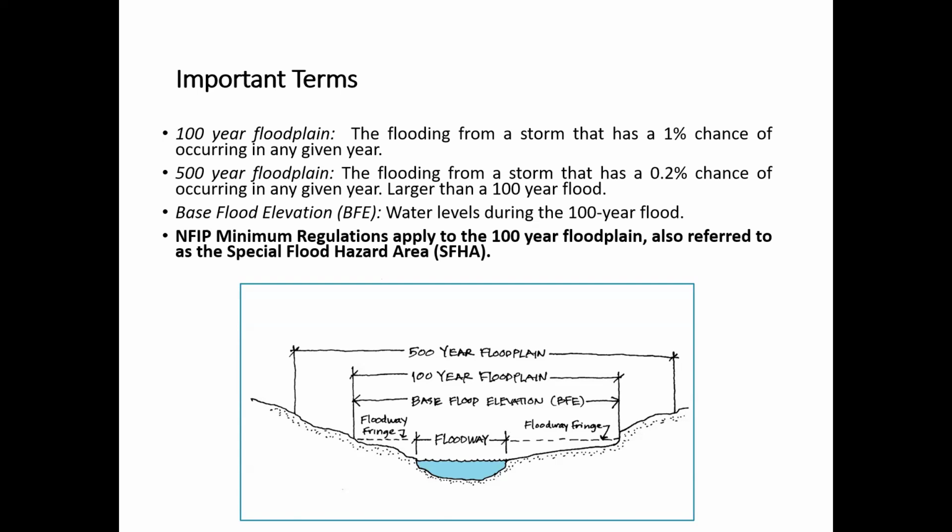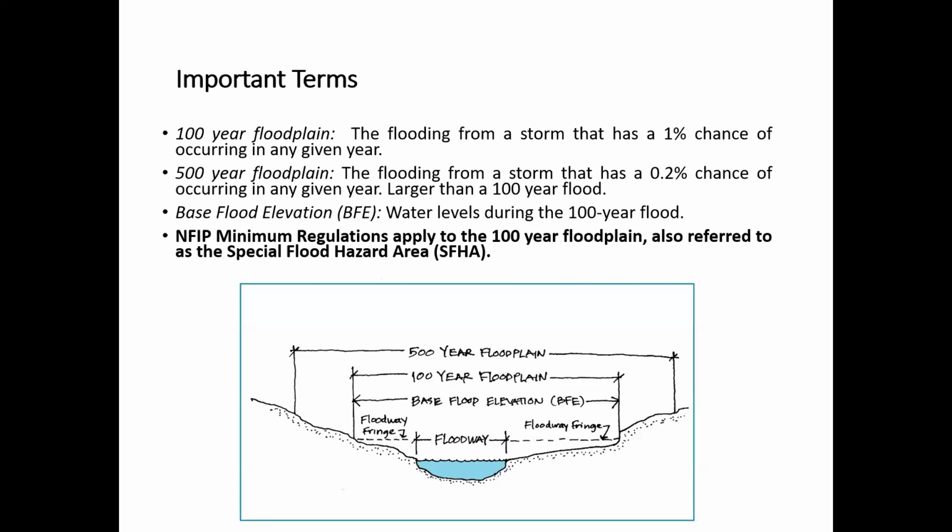Think about it more like you have a really big dice with 100 sides, and every year you roll that dice. If you roll a 1, that means you end up with a flood of that size. And as you know, that can happen more than once every 100 times. It's just a statistics thing. Then the 500-year flood is a larger flood that has a 0.2% chance of happening in any given year. So in that case, it's a really big dice with 500 sides.